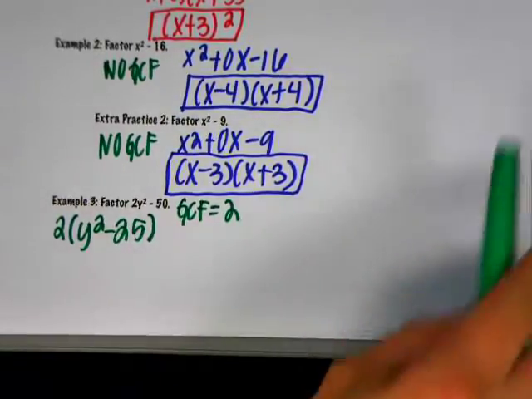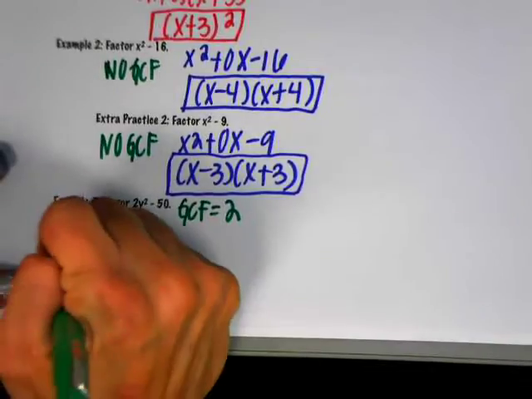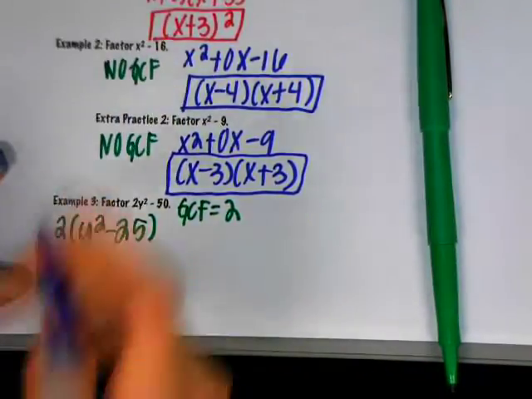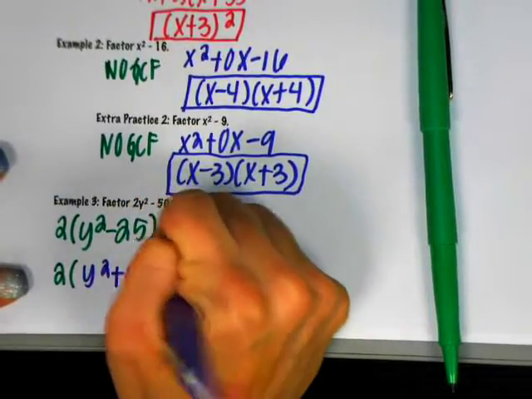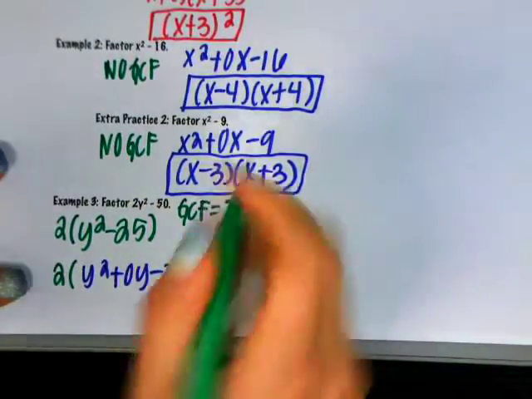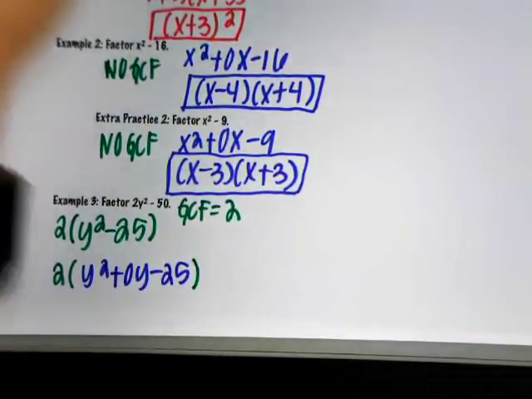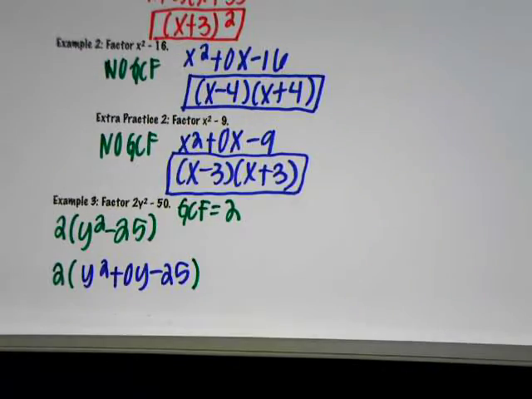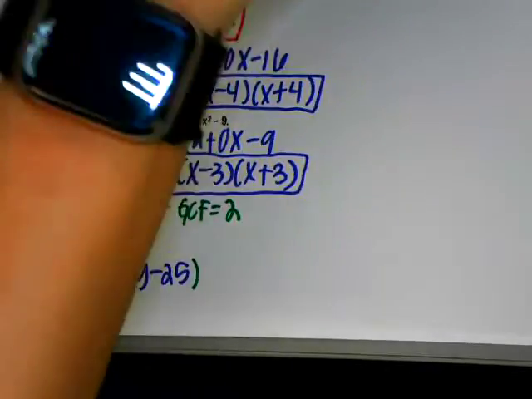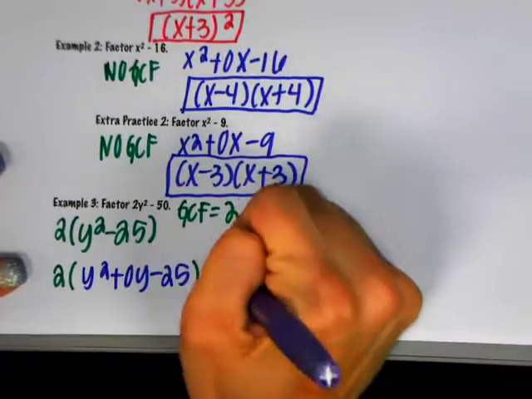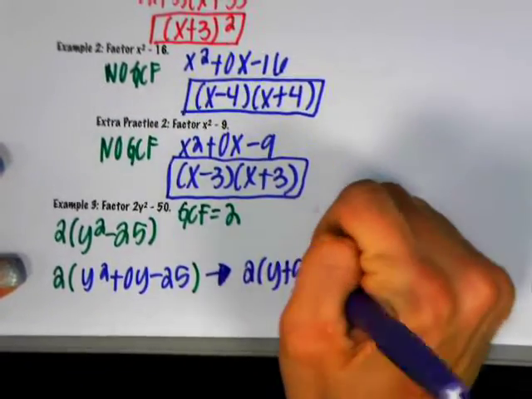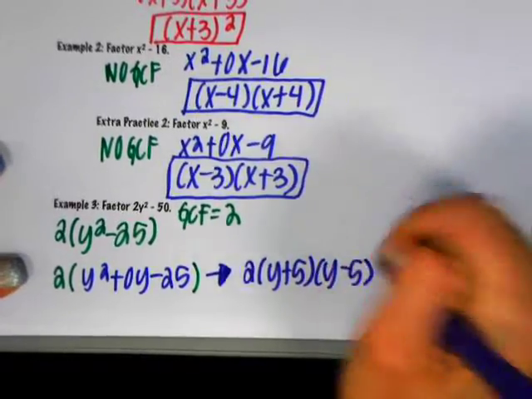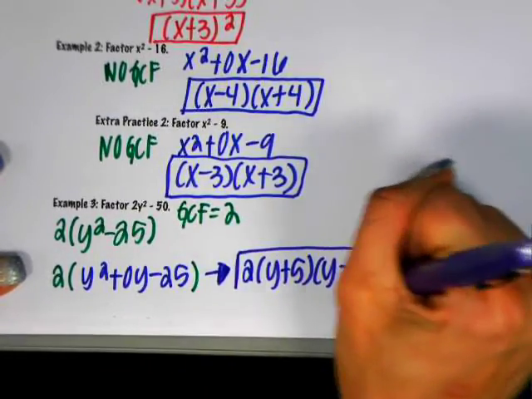So just expand that out to be y squared plus 0y minus 25. And it's the same thing. You're just finding the two numbers that cancel each other out. 5 and negative 5, yep. So y plus 5, y minus 5, and then don't forget to keep that 2 in front from the beginning.